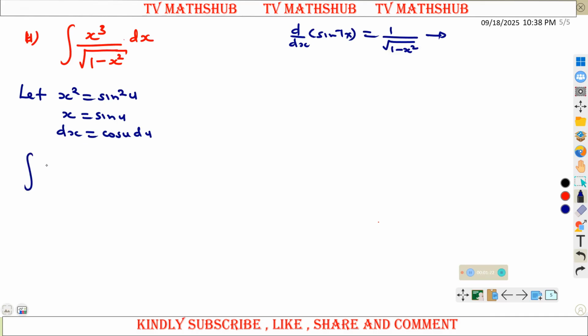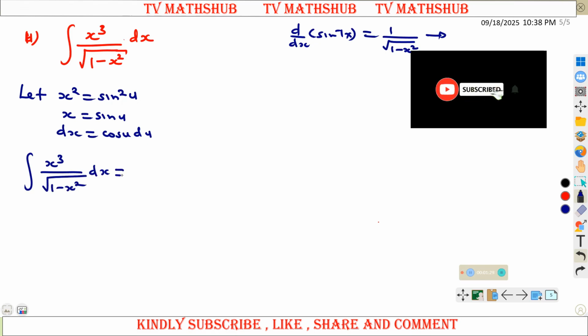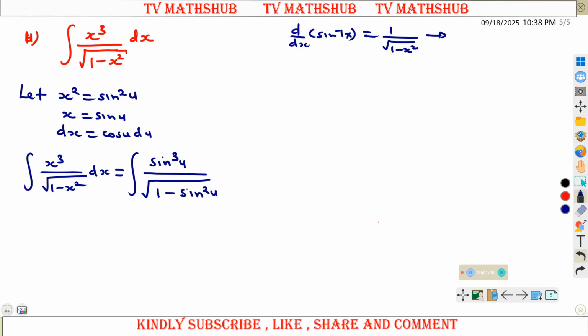So we look at the integral of x cubed over the square root of 1 minus x squared dx, which is equal to the integral of x cubed. x is sine of u, so x cubed is sine cubed u, over the square root of 1 minus x squared, which is sine squared of u. Then we multiply by dx, which is cos u du.